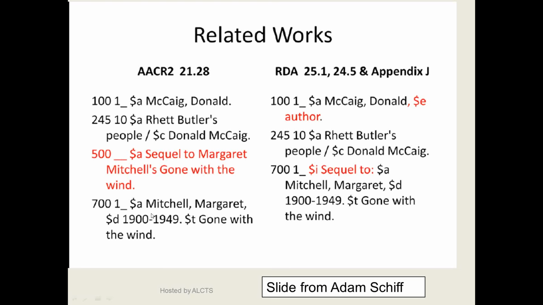And then we also provide an access point for Gone with the Wind. In an RDA record, we can say explicitly in a coded field, the 700, also here in red, that Rhett Butler's People is a sequel to Gone with the Wind. And so a computer could actually pull together all of the sequels to Gone with the Wind. Or think about the potential for bringing together all of the parodies of Pride and Prejudice.